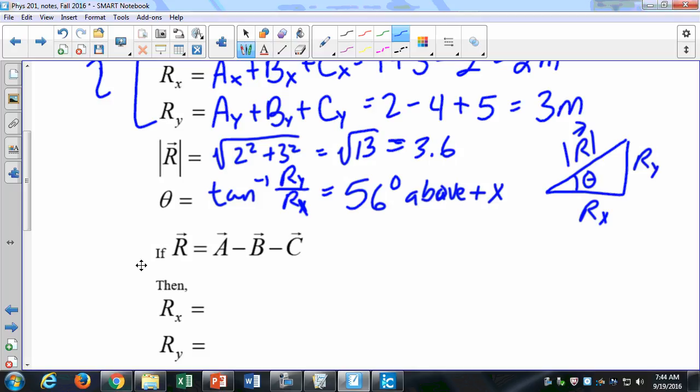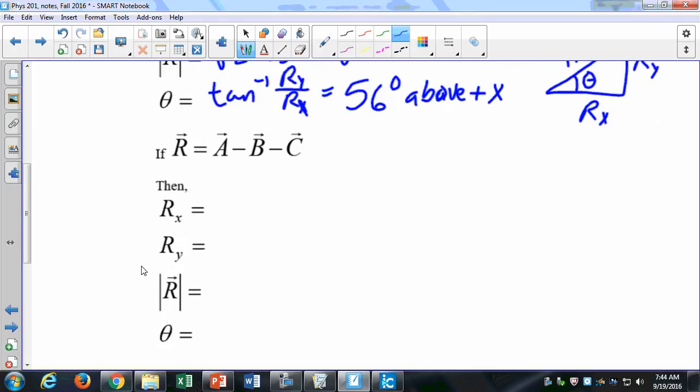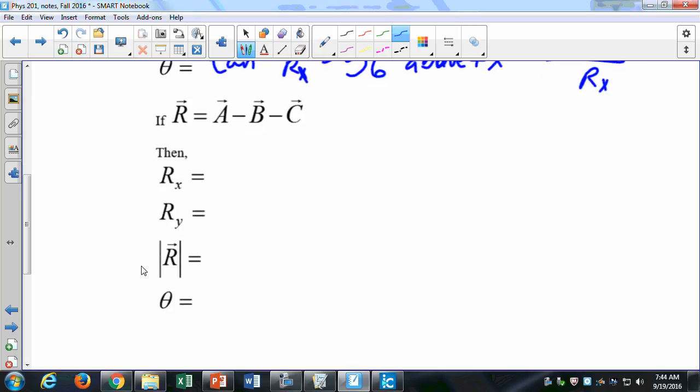We can also do different things with vectors. Instead of, say, taking the sum, I can take the difference, a minus b minus c, and then go ahead and figure out what would be rx and ry, and then go on and find out the magnitude of r and the angle theta. So here, instead of adding up ax, bx, and cx, you're doing this operation instead. So try doing this. Don't forget to include those negative signs in the components that we found.